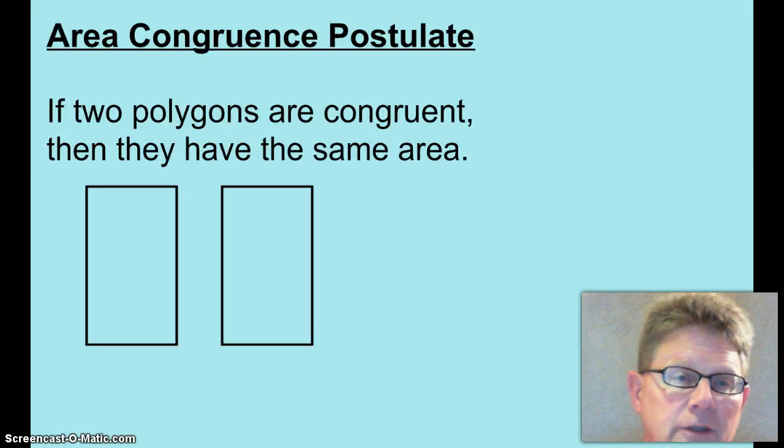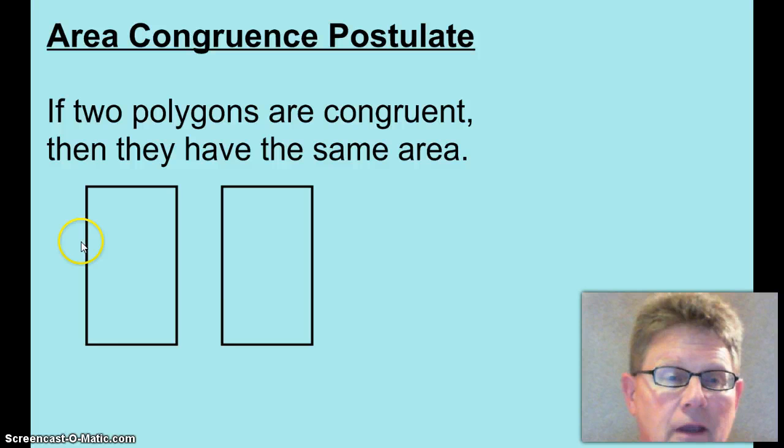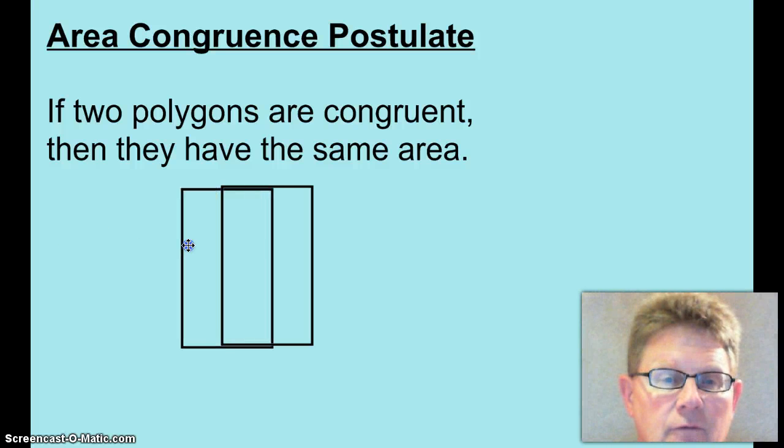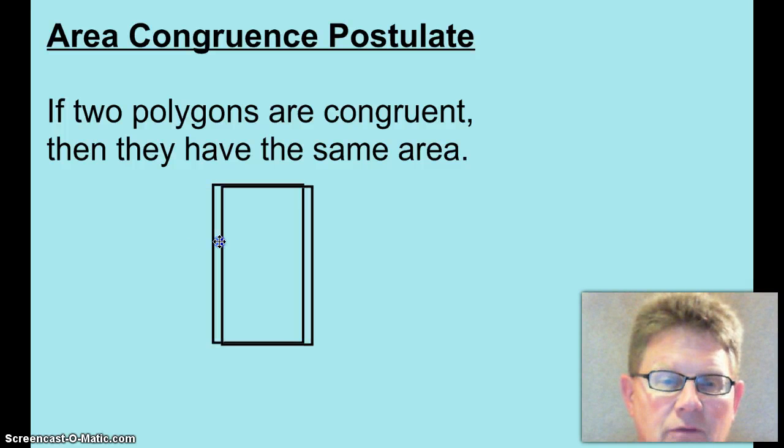Area congruence postulate. If two polygons are congruent, then they have the same area. There's the same amount of area in both of these congruent rectangles.